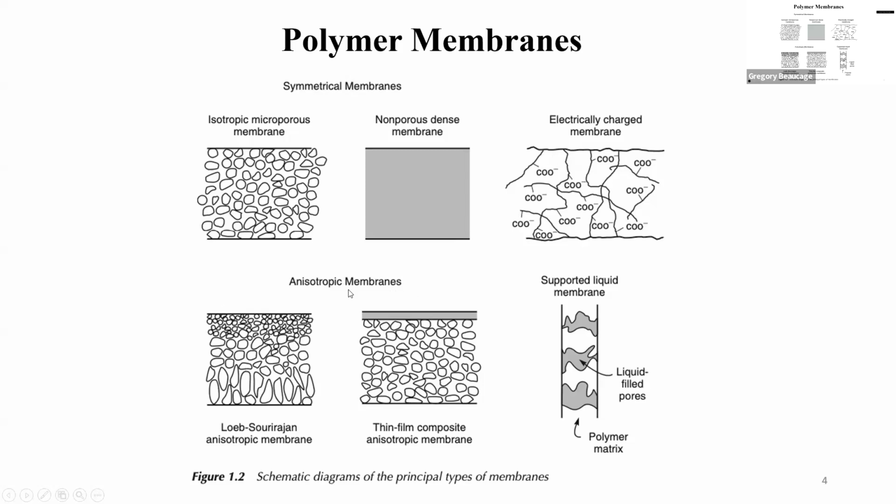Then the anisotropic membranes, like the normal separation membranes, have two sides. So these will have different separation properties if you run them forwards or backwards. In other words, they don't separate at all if you run them backwards. So you need to know which side you're looking at.